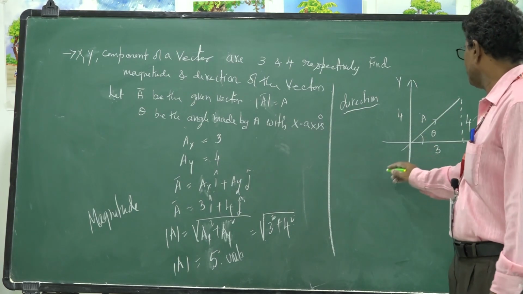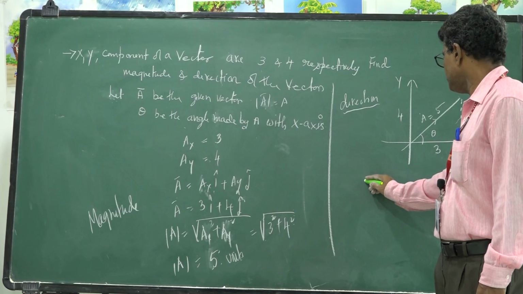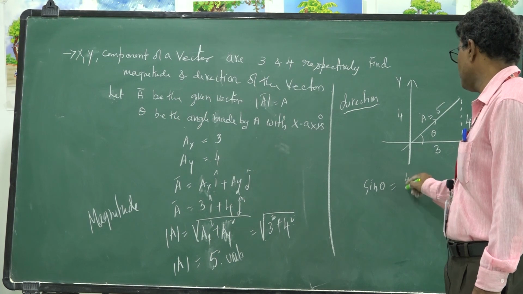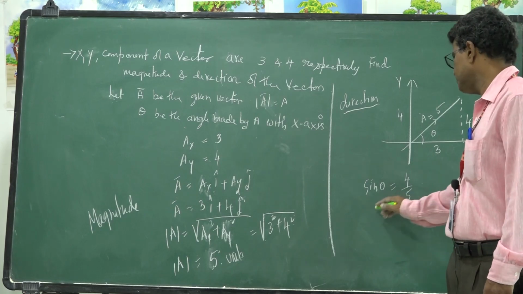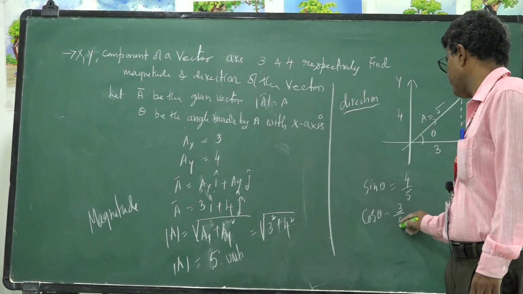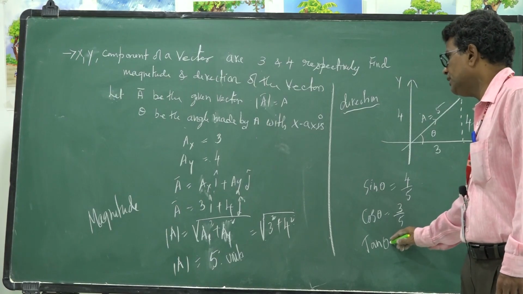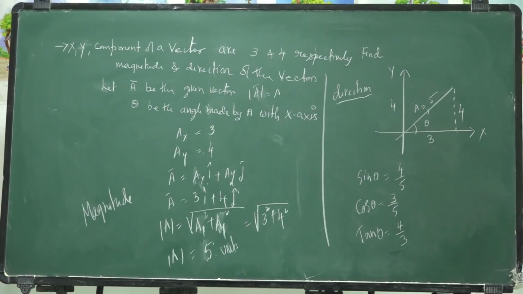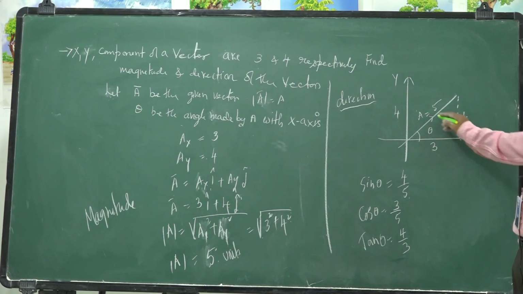The magnitude of the vector is 5. So sin theta is 4 by 5. What is cos theta? 3 by 5. What is tan theta? Tan theta is 4 by 3. So you remember these values 3, 4, 5 here.